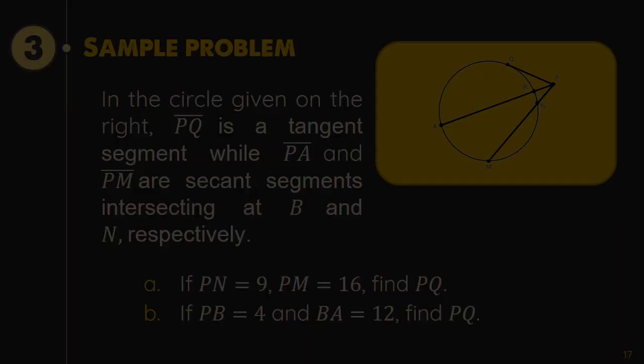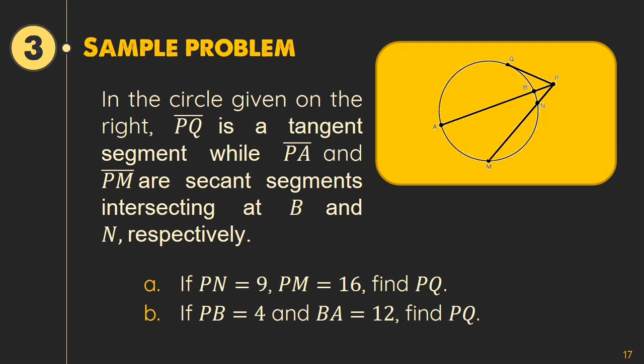In the circle given, segment PQ is a tangent segment while segment PA and segment PM are secant segments intersecting at B and N respectively. First, if PN is equal to 9, PM is equal to 16, find PQ. And if PB is equal to 4 and BA is equal to 12, find PQ.